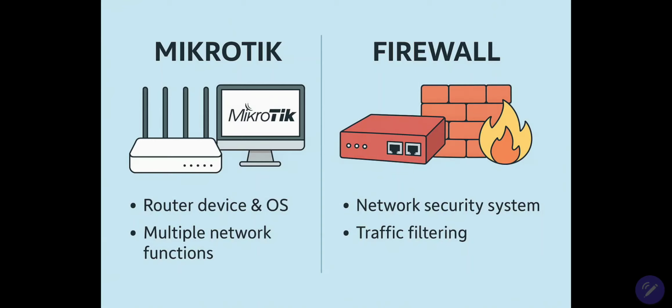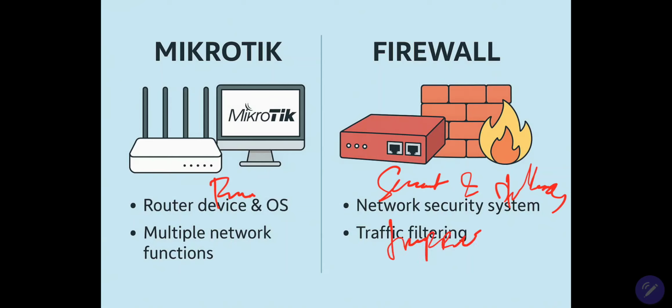And next, the functions of Mikrotik are routing, bandwidth management, hotspot, VPN, and firewall. And the main function of firewall is security and filtering traffic. Next, the feature of Mikrotik is multifunction. And the feature of firewall is focus on security and filtering.